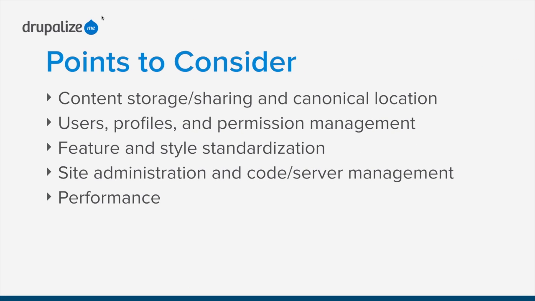So some points to consider here that we're going to look at: content, storage, sharing, and canonical location. So when you write a blog post, where does that blog post live? Like, where is its original home?